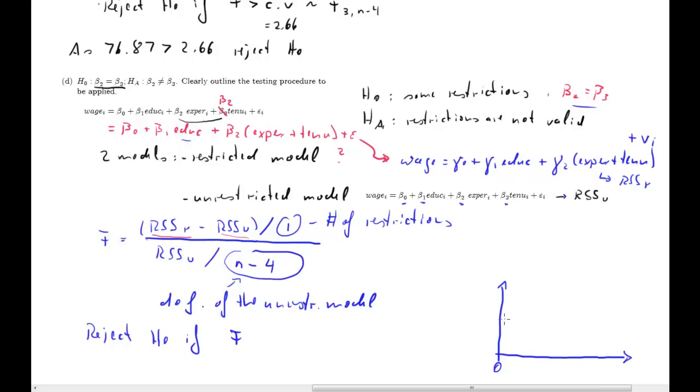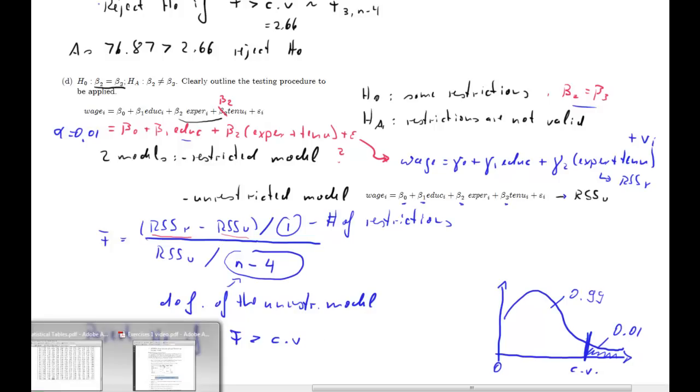The distribution looks something like this, and we are after the critical value that, in our case, I didn't provide an alpha, right? So we just use, let's say, 1%. Let's say we use alpha equals 0.01, just for a change. That means we want the critical value that cuts off 1% here, and that leaves 0.99 here. So we reject H naught if F is larger than the critical value.